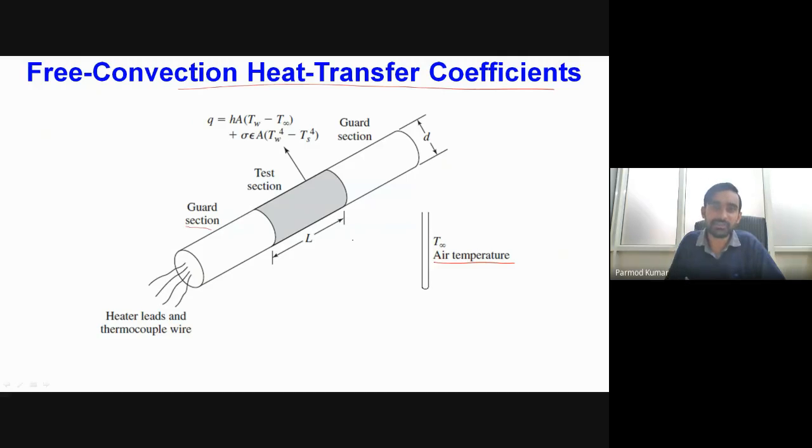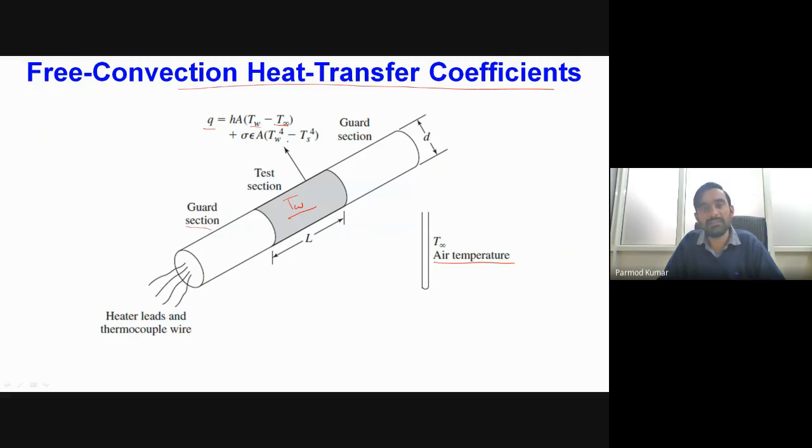We are considering that the temperature of the surrounding air is T infinity. Whatever heat flux we subject to this test section, we measure with the help of the electrical input, so that will be equal to hA times (Tw minus T infinity), where we consider that the surface of this heater is maintained at temperature Tw. Now, we do not have any insulation here, so obviously we will have some loss by radiation heat transfer also: sigma times epsilon times A, where A is the surface area of this test section and epsilon is the emissivity, times (Tw to the power 4 minus Ts to the power 4).